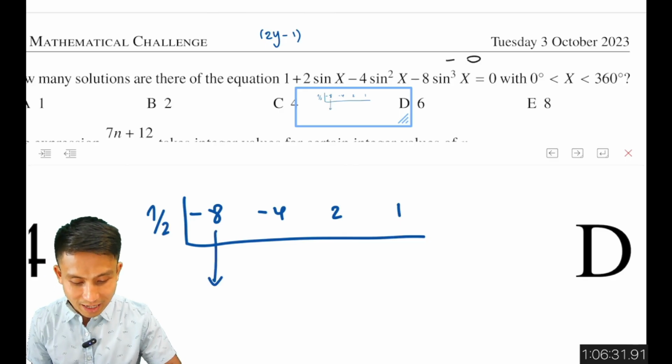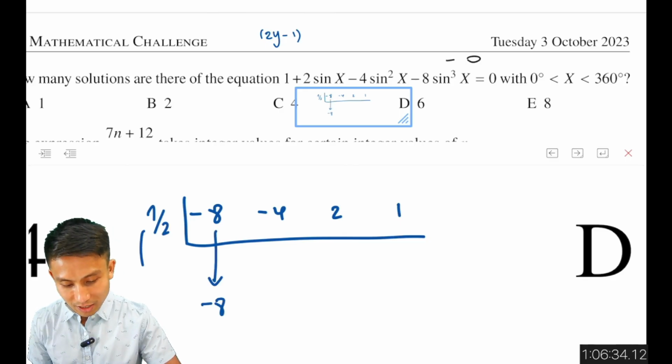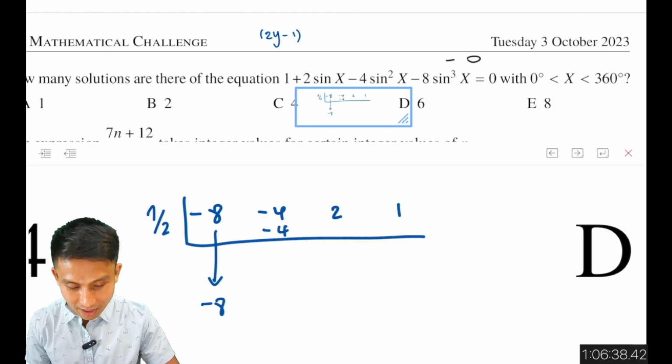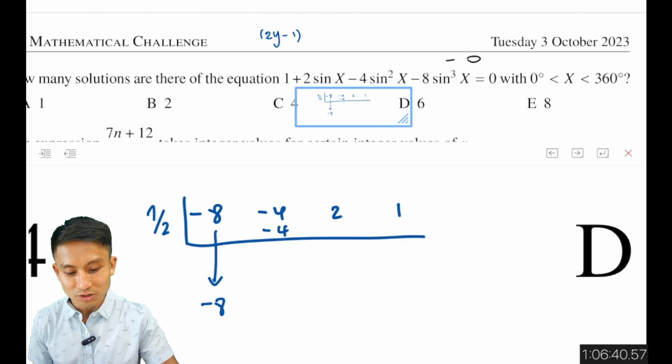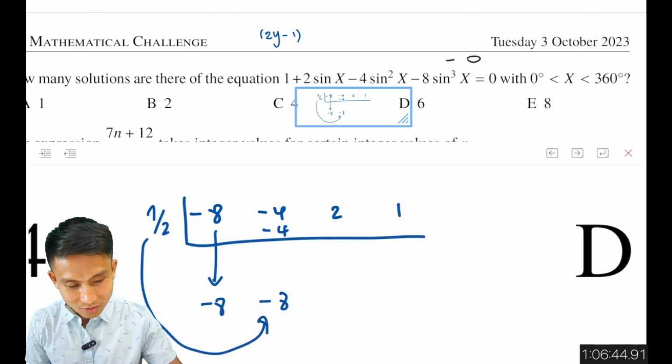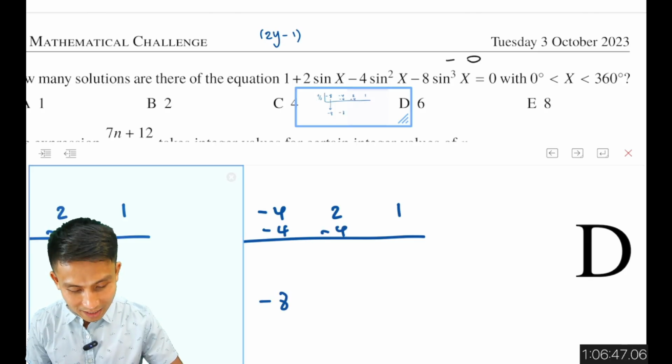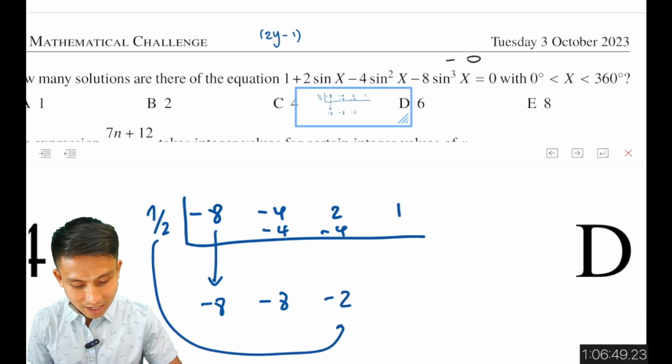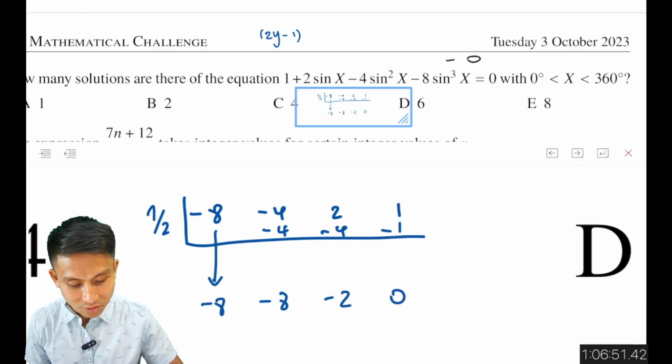So you pull minus 8 down the first step, yeah? And then you multiply 1 over 2 to minus 8, you get minus 4. And then rather than subtract from the long division method, you add. So you add them, you get minus 8. And then you multiply this again, you get minus 4. You add again, you get minus 2. You multiply this again, you get minus 1. You add, you get 0.